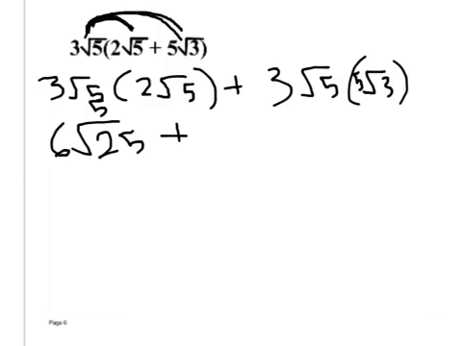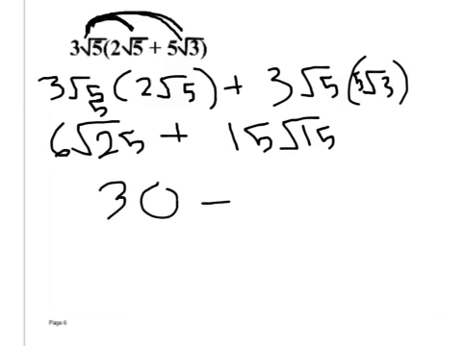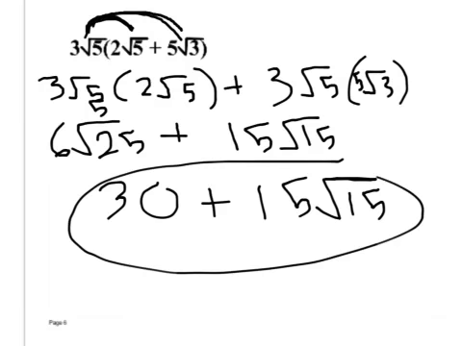What's 3 square root of 5 times 5 square root of 3? 15 square root of 15? Everybody agree? Looks good to me. So we have 6 times 5, which is 30, plus 15 square root of 15. Isn't that what's left? Yeah. There's my answer. Told you it was.